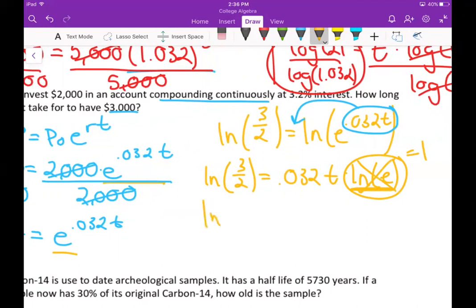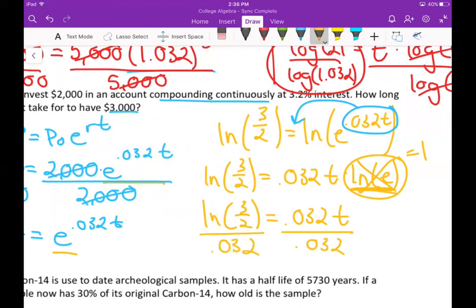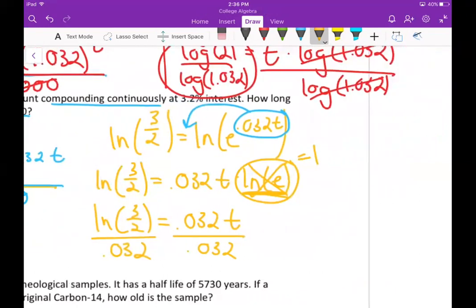So we really just have ln of 3 over 2 equals 0.032 times t. If we would have taken the log of both sides, this just wouldn't have simplified away. Now all we have to do is divide both sides by what's being multiplied by the unknown t, and we've got it. Plug in ln of 3/2 and divide that by 0.032. Make sure you close this parenthesis on ln so you're dividing outside of that log.